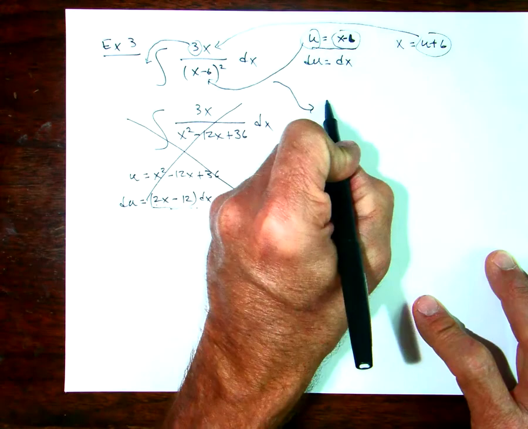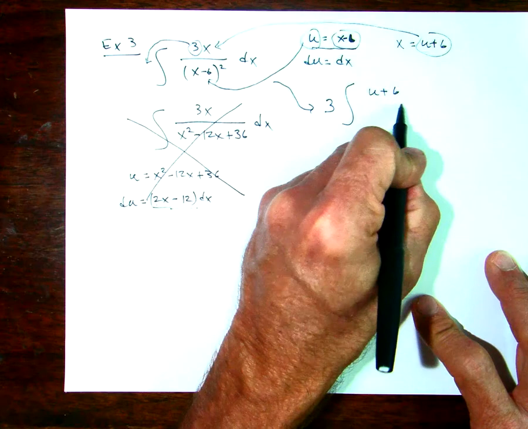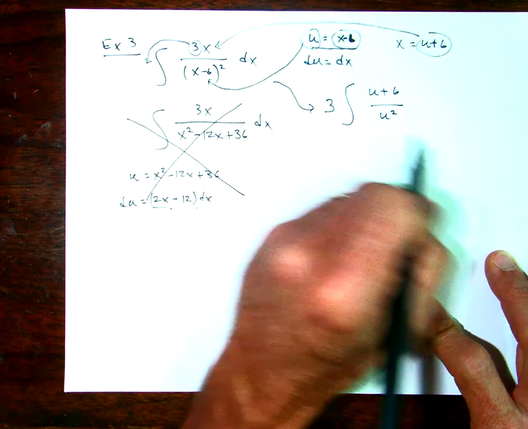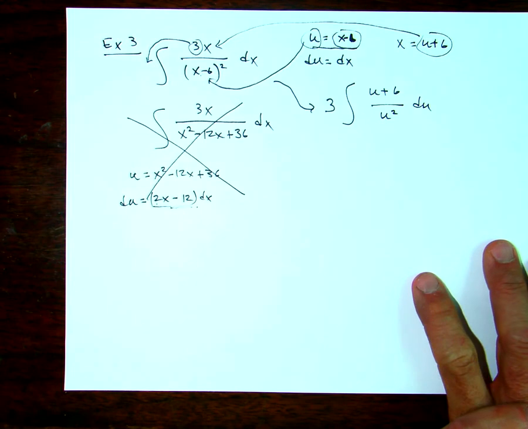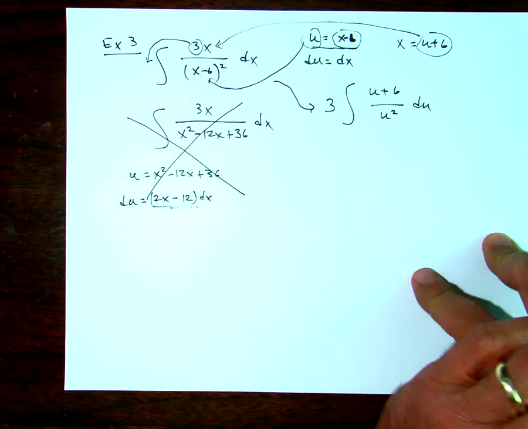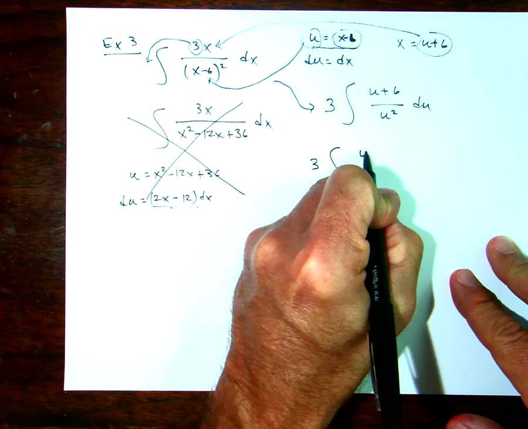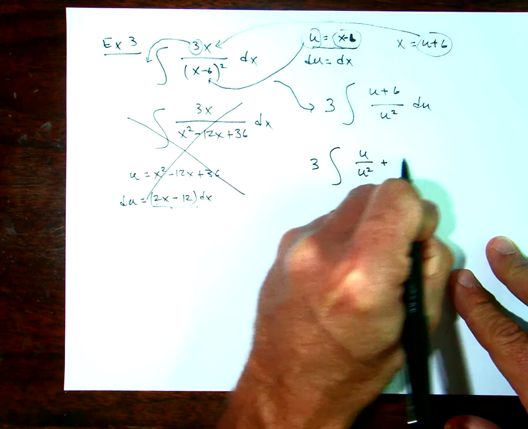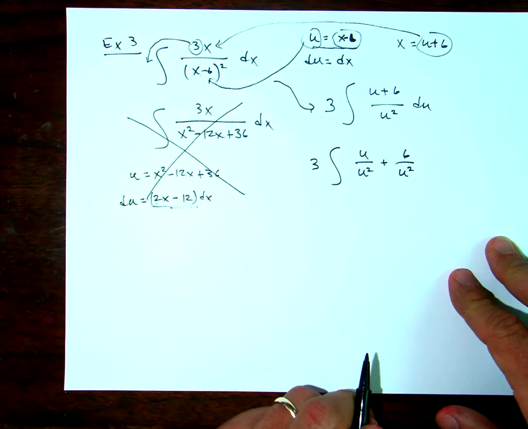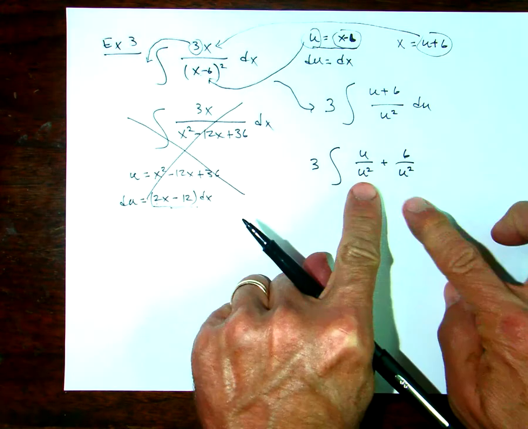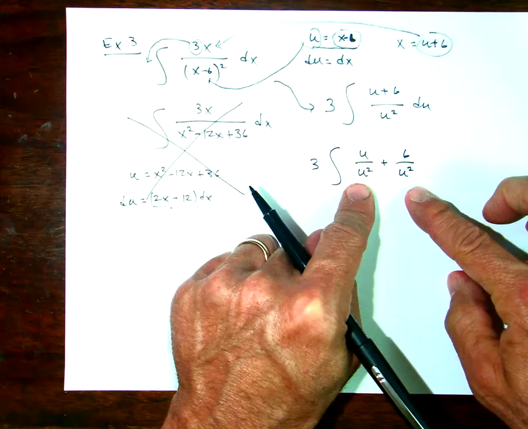So 3 times the integral, in the numerator I end up with u plus 6, in the denominator I end up with u squared, and the dx is du. So now I have this. Well, what am I going to do with that? We can simplify it a little bit. Let's write this as 3 times the integral of u over u squared plus 6 over u squared. This is basically the idea of a common denominator in reverse. Since these two have a common denominator, they can be combined into one term, but they can also be separated back into two terms with the same denominator.